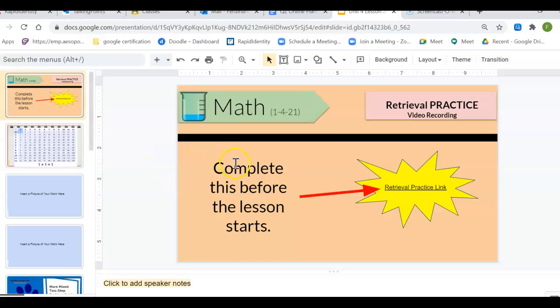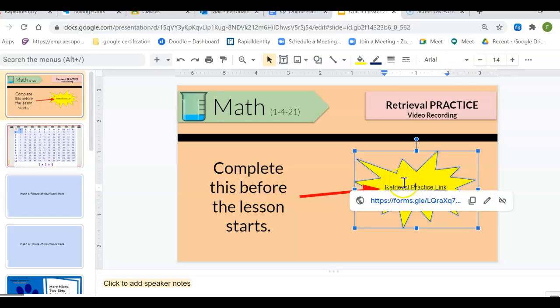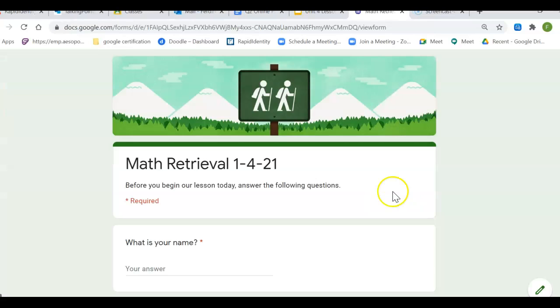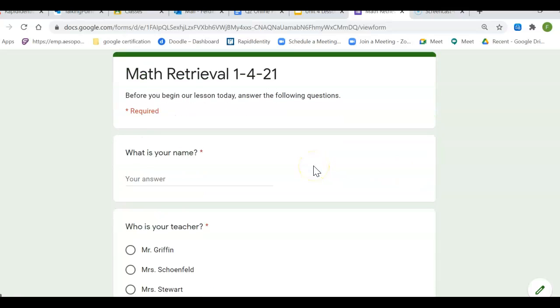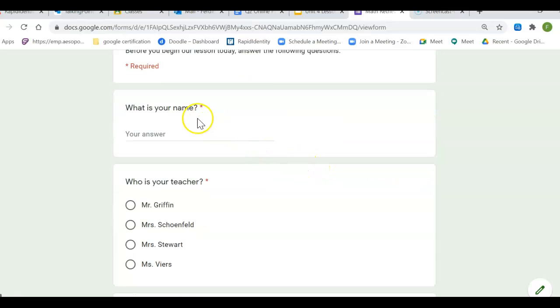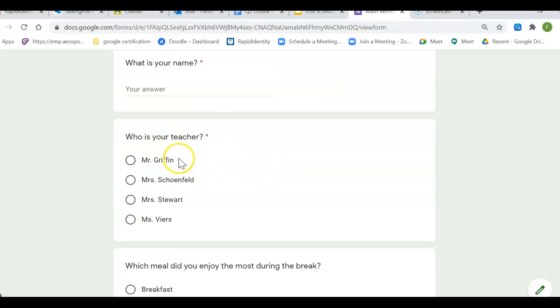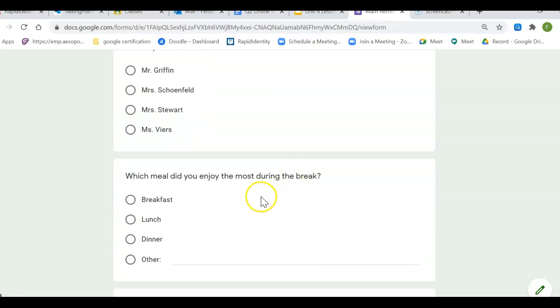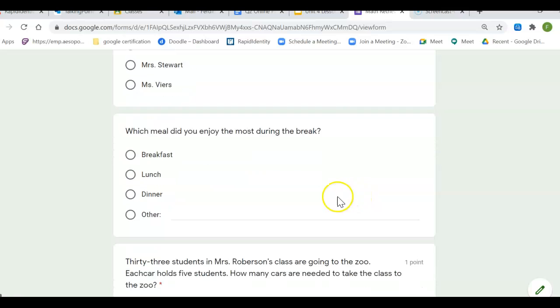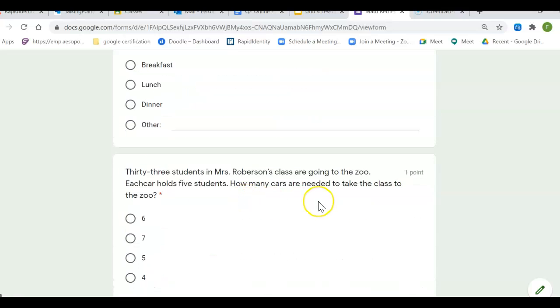Before we start our math lesson, I want everybody to make sure to complete the retrieval practice document. To get there, you will be clicking on the retrieval practice link right here. So you click on the link and you're going to complete this document. Of course, you put in your first and your last name. Indicate who your teacher is by clicking on the correct bubble. Which meal did you enjoy the most during the break? Just choose the best answer.